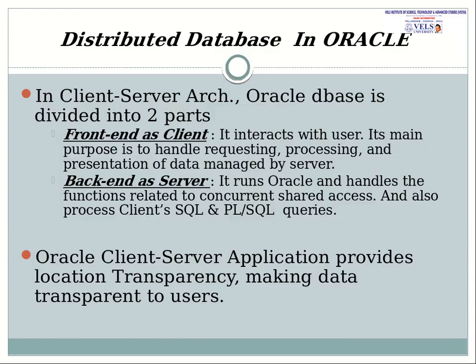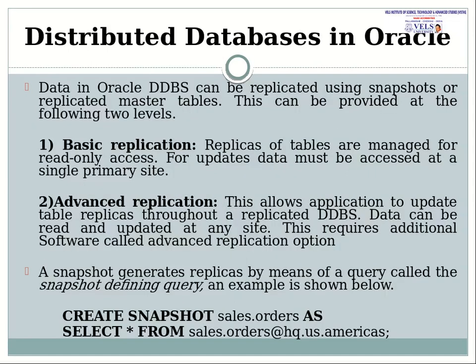It runs Oracle and handles functions related to concurrent shared data access, and also processes SQL and PL/SQL queries. The Oracle client server application provides location transparency, making it transparent to the users. Here there are two levels provided by Oracle distributed databases: basic replication and advanced replication. Basic replication means replicas of tables are managed with read-only access. For updates, the data must be accessed at the single primary site. Advanced replication allows applications to update tables throughout the replicated distributed database management system.